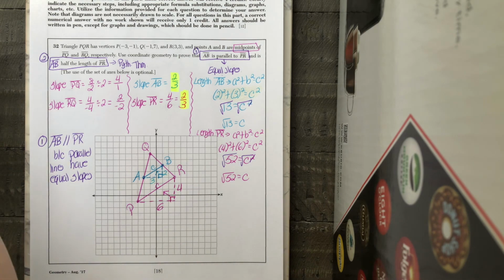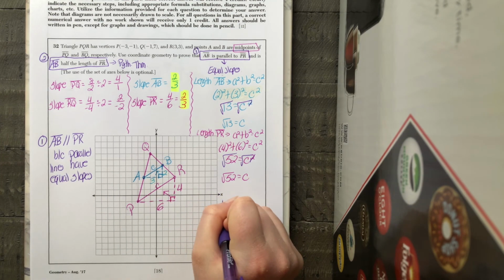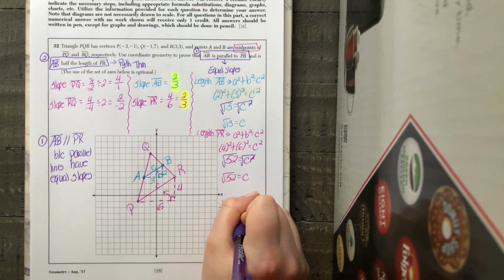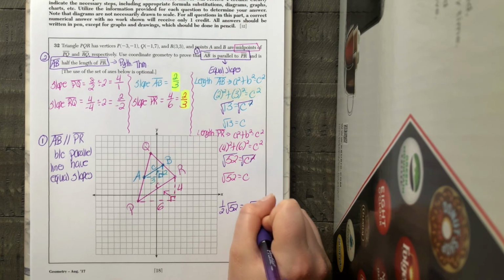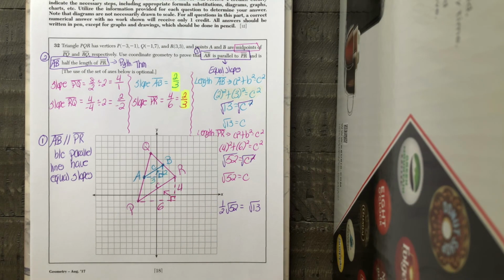So if I were to write down half of the square root of 52, it should be equaling the square root of 13. I could type that into my calculator, and I should be seeing that those numbers are the same. And if they're not, then I know I must have made a mistake.